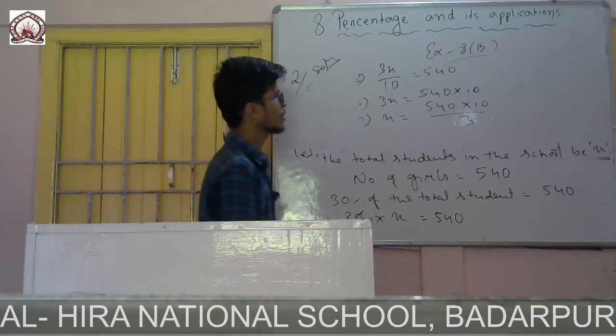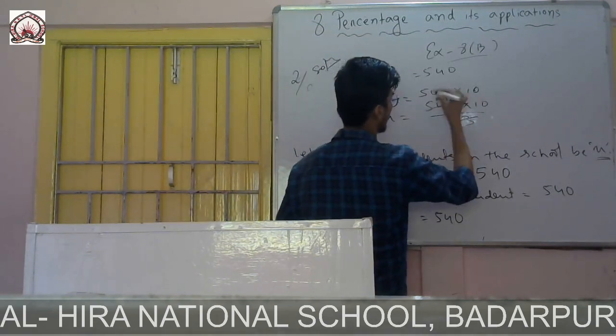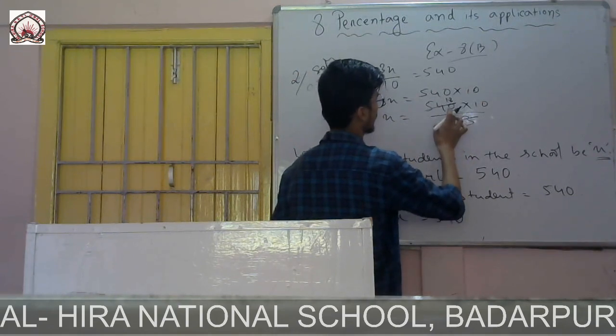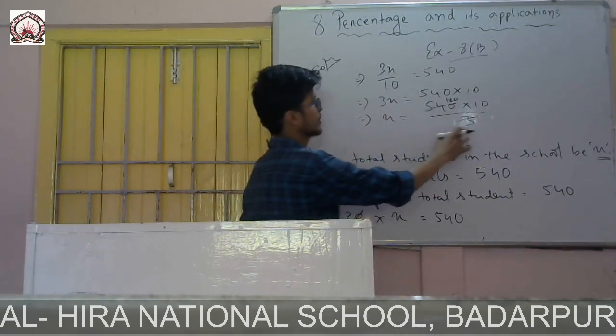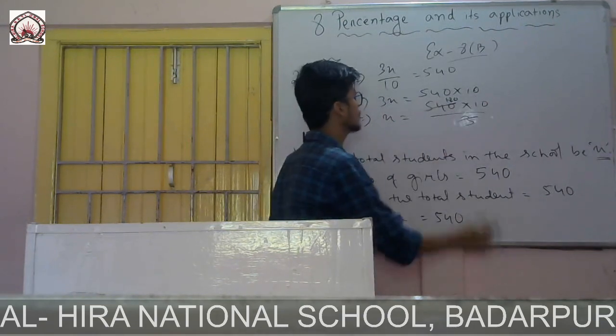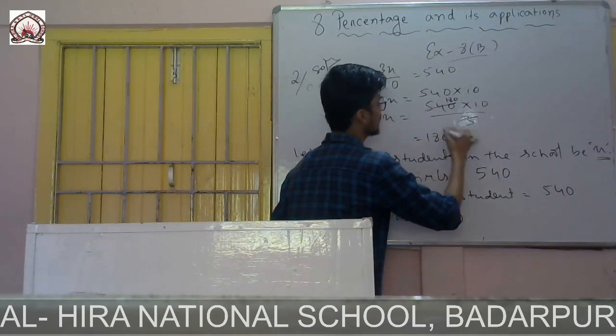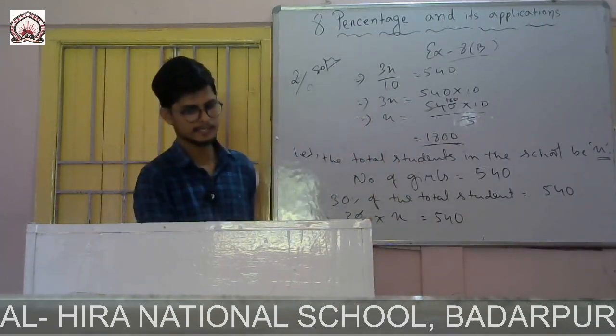Okay. So we know 3 into 18 is 54, and 10 left. So 3 18s are 54 and 10 left. So I get 180 into 10, which equals 1800. That means it is the total number of students in the school.